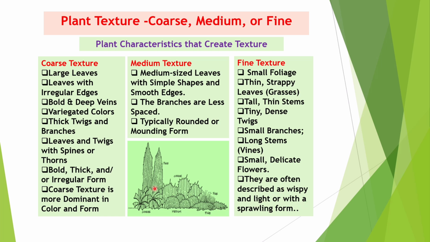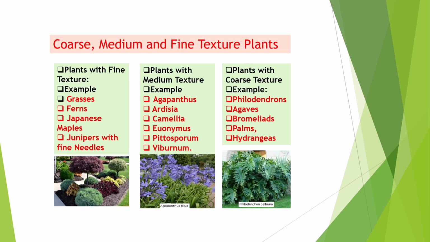As you see in this picture, you can see the fine plants, and then you can see the medium type of plants, and then you will see these are the coarse types which can have irregular edges, and this will be a fine also. So these are three types of plant textures: coarse, medium or fine. Then for these coarse, medium and fine textured plants, some examples will be given here.